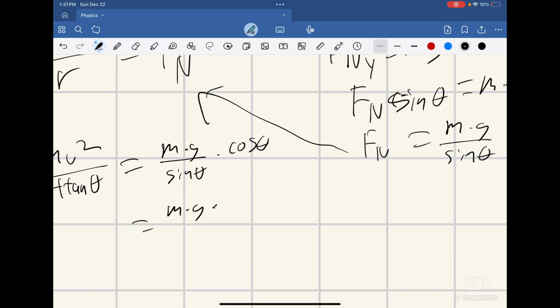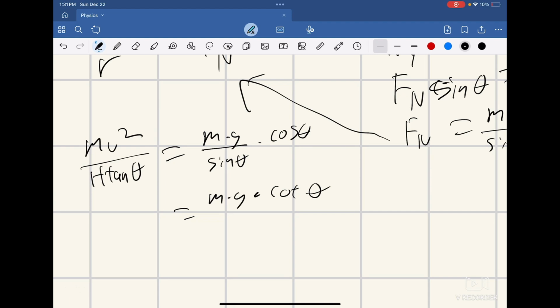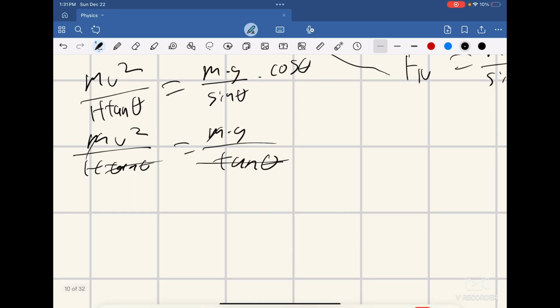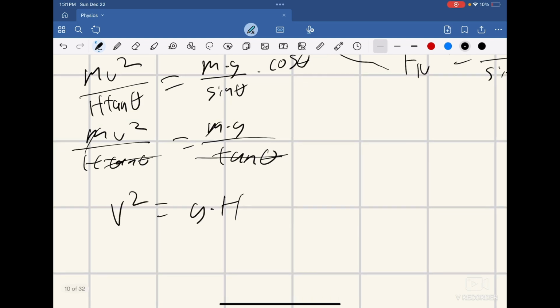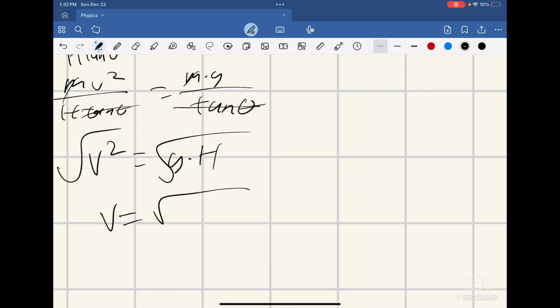So we'll just do times cotangent theta is equal to... right? And what we know about this is easy to think about like this. Cotangent is equal to 1 over tan theta, right? So we'll just write tan theta here. And since we have mv squared h tan on here, what we can do is cancel out the tan thetas and also the m's. So what we're left with is v squared is equal to g times h, and we just have to square root both sides, and we get the velocity is equal to the square root of g times h, and that's our formula for velocity. And that's it.